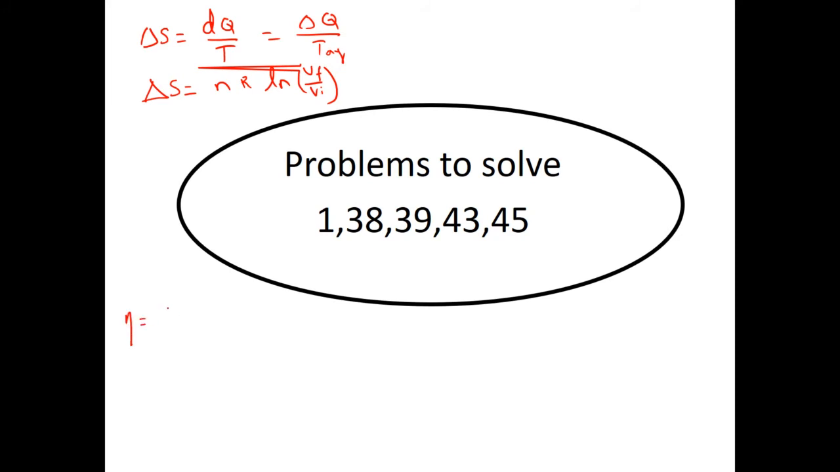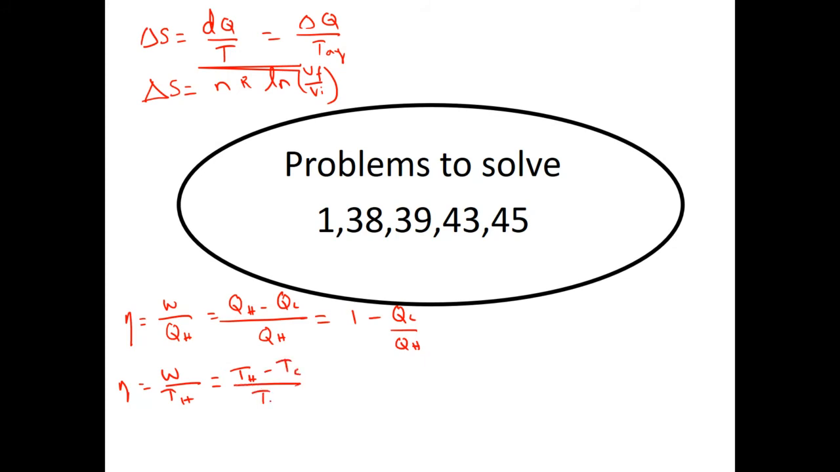And then what is the formula for efficiency of the engine? Eta is equal to work done divided by QH. And work done is nothing but QH minus QC over QH. If you simplify this, you can write it as 1 minus QC over QH. If you want to write the same equation in terms of temperature, work done divided by TH, so if you simplify this, TH minus TC over TH, which is equal to 1 minus TC over TH. Clear?